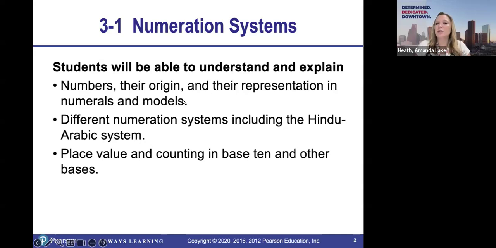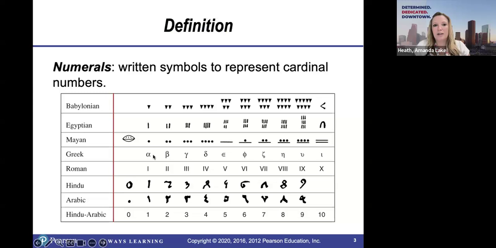understand and explain numbers, their origins, and their representation, and know about different numeration systems, especially the Hindu-Arabic number system, which is just our 10-digit number system that we use. And then place value and counting in base 10. This section also has a lot of information on other bases. We're not going to go over that in this course. So this should be a quite short video.